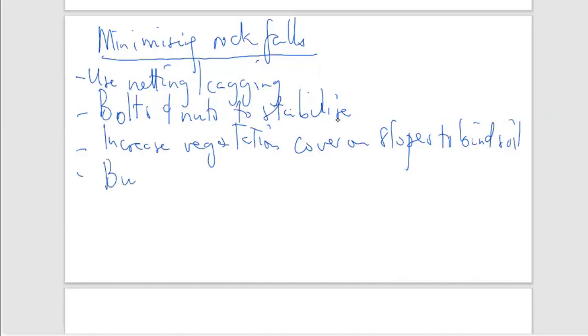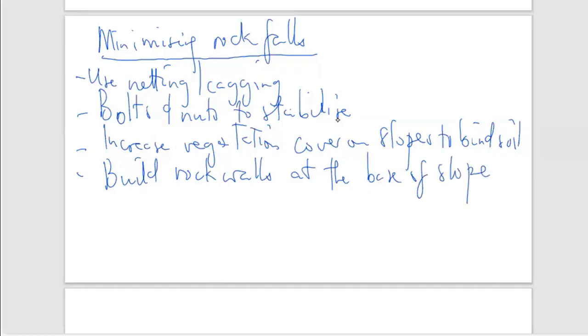And you can look at the municipalities also building what you call rock walls at the base of slopes. If they build rock walls, it means those rock walls are going to contain the rocks before they reach infrastructure or humans, such that there is limited damage. So you can also look at the issue of spraying cement. You can spray cement on slope sides.